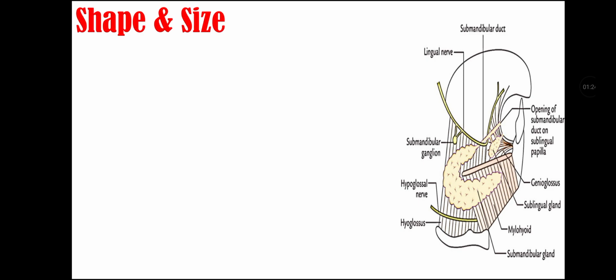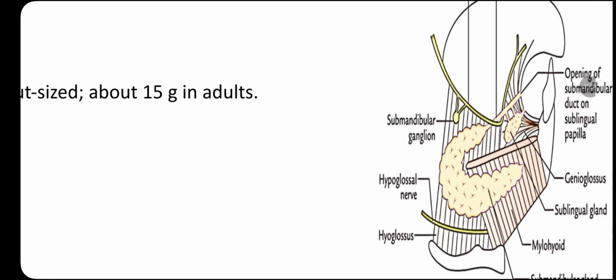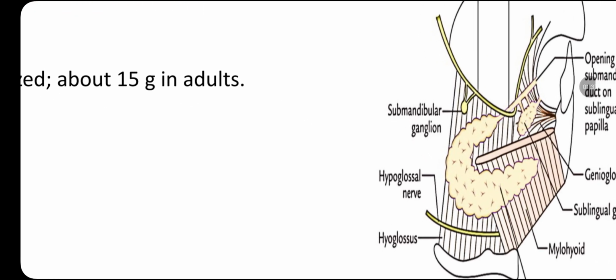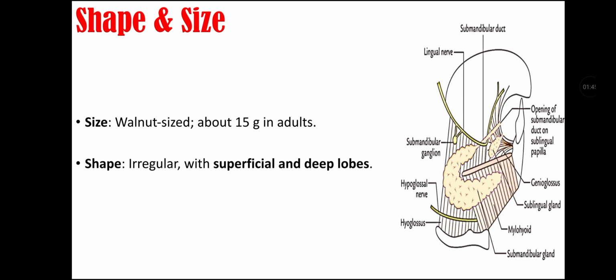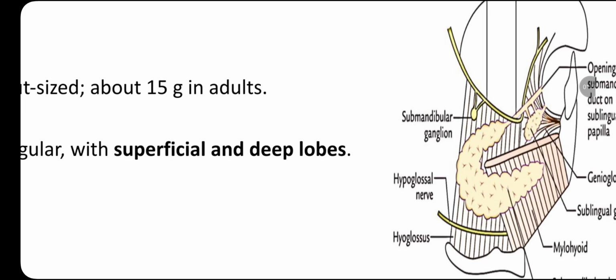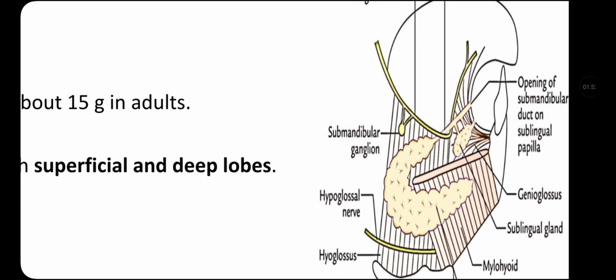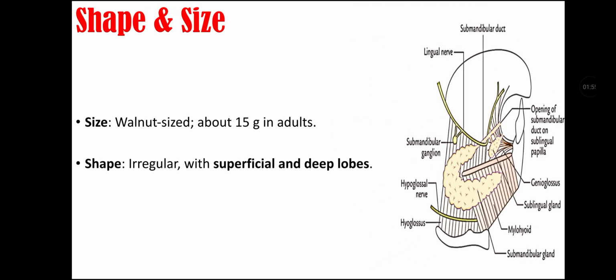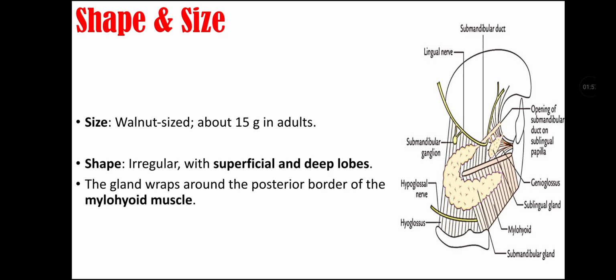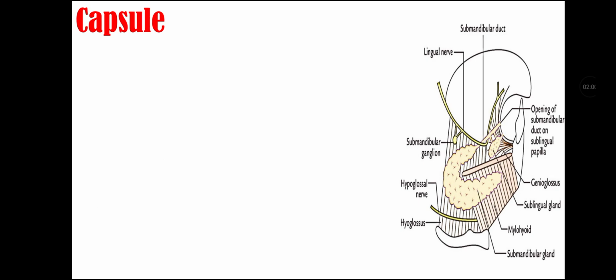Talking about the shape and size of the submandibular gland. The size is about that of a walnut, and it weighs about 15 grams in an adult, compared to 3 to 4 grams for the sublingual gland that is present just in front of it. You can see the size of the sublingual gland and the submandibular gland. Its shape is irregular, with superficial and deep lobes. As we already said, the superficial and deep lobes are connected with each other behind the mylohyoid muscle. This gland wraps around the posterior border of the mylohyoid muscle.